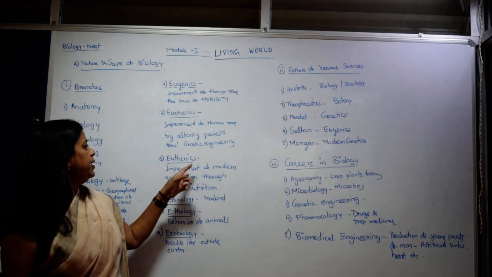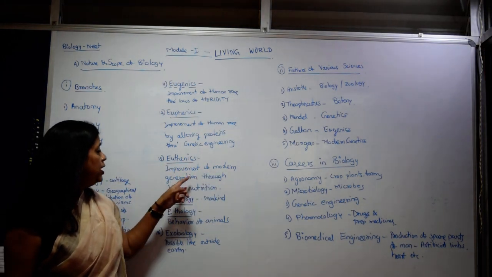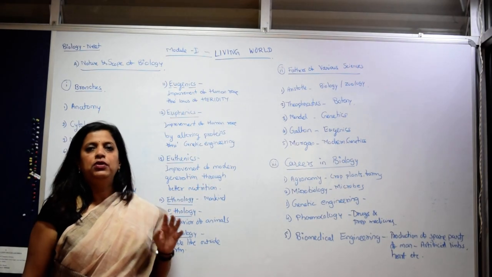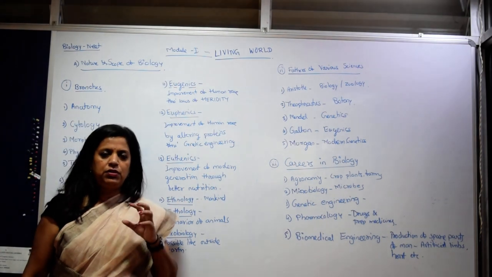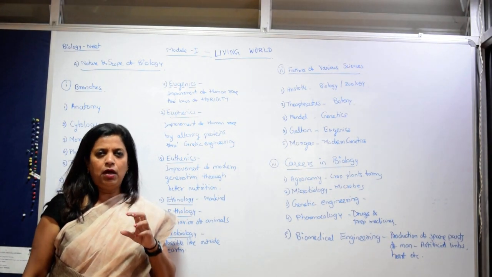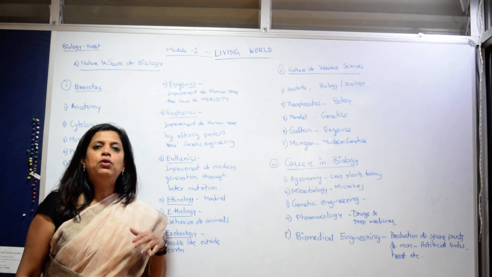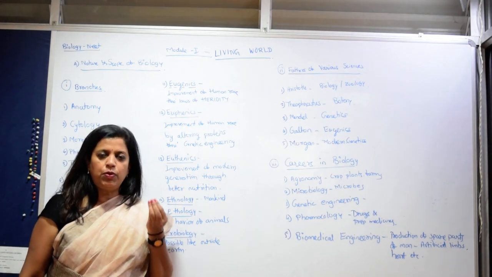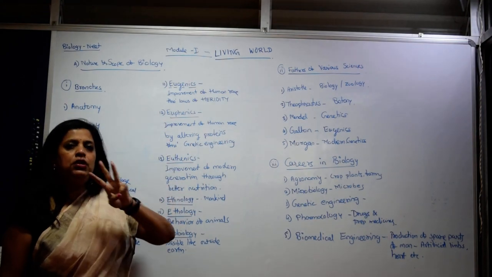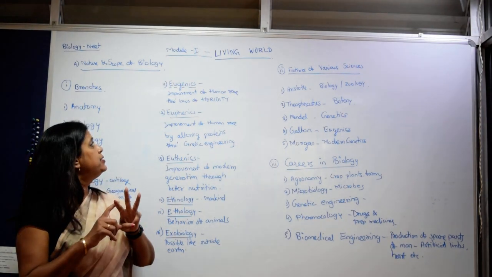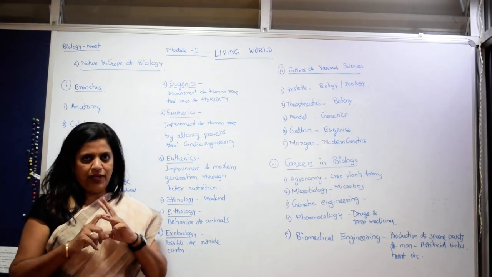Then comes euthenics. It is the improvement of the modern generation through better nutrition. See, these are all different things. The modern generation which is suffering from hidden hunger or nutrition problems, you can improve that human race by providing proper nutrition. That's called euthenics. So understand the three things properly: eugenics, euphenics, euthenics.